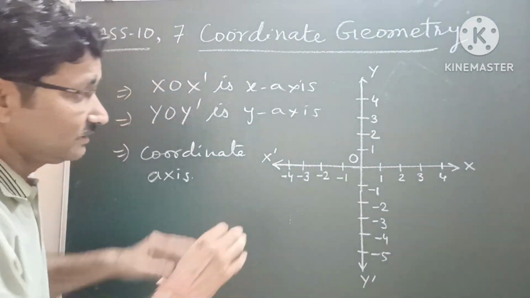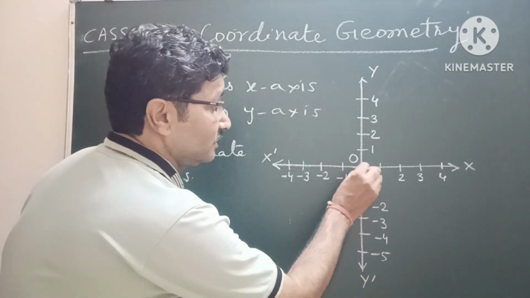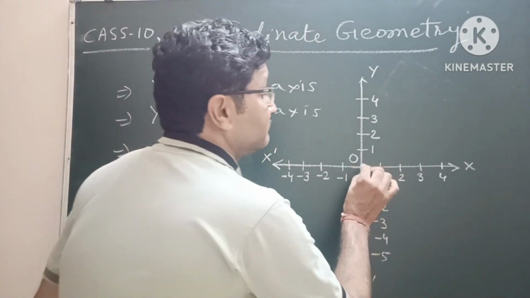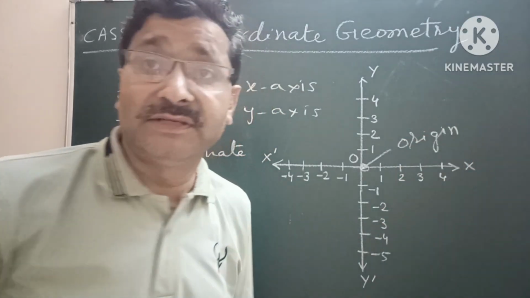This point where the X axis and Y axis meet is called the origin. So we represent this origin by O. This point is the origin.